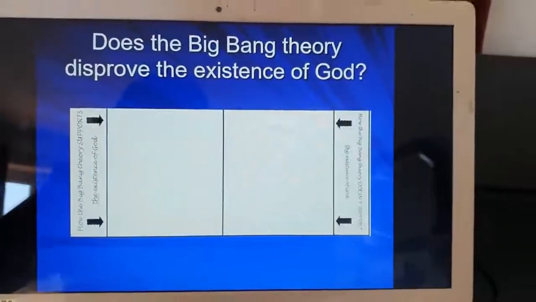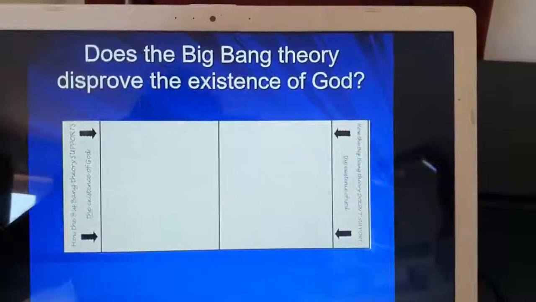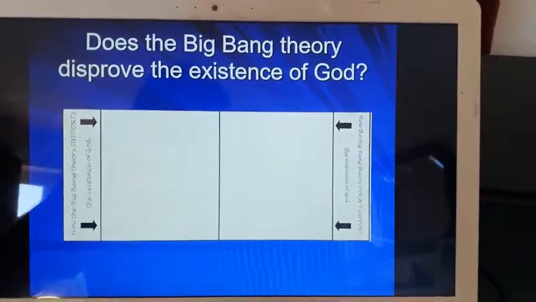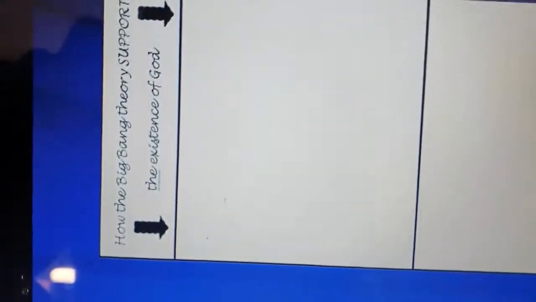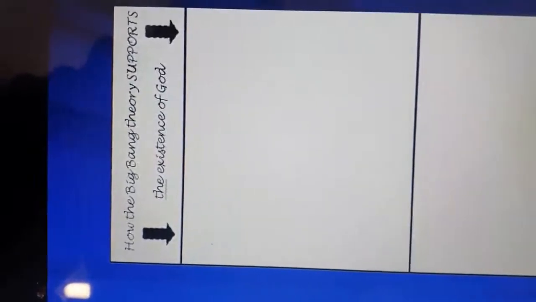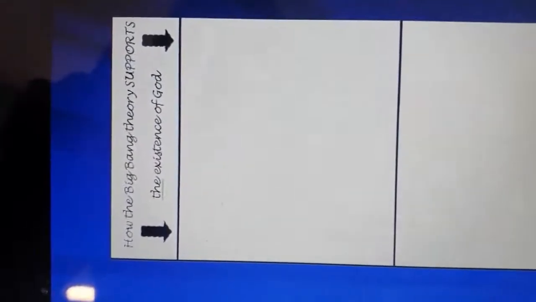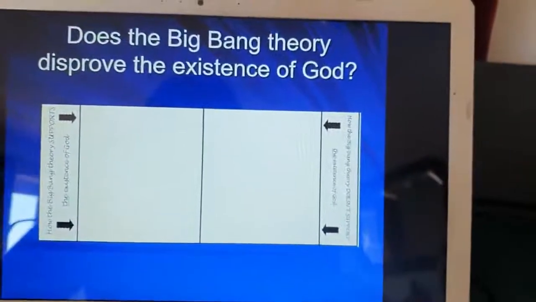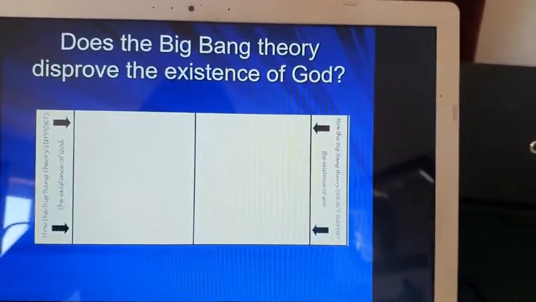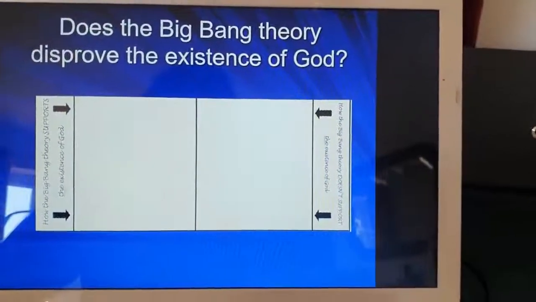Anyway, the final task that you've got to do today is try and think of some ways, and you can use the internet to research this as well. On the left hand side, try and jot down some ways in which the Big Bang Theory supports the existence of God, or the idea of the existence of a creator. And then on the right hand side of a plain bit of paper, try and explain how the Big Bang Theory doesn't support the existence of God, and think about to what extent or in what way the Big Bang Theory has an impact on religious belief.